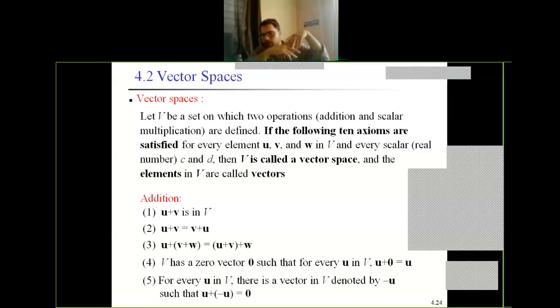But when the zero vector exists in your vector space, then and only then can we say the result of u plus minus u will be the zero vector. But if there is no zero vector, then you cannot say that the answer of u plus minus u is zero. So that's why I said the second most important axiom is the fourth one. Okay, so the fifth one is also understood, I think. Then we will move on to the next slide.